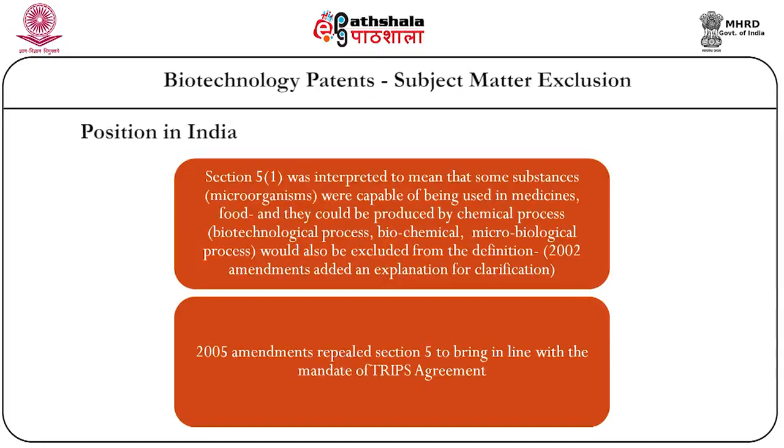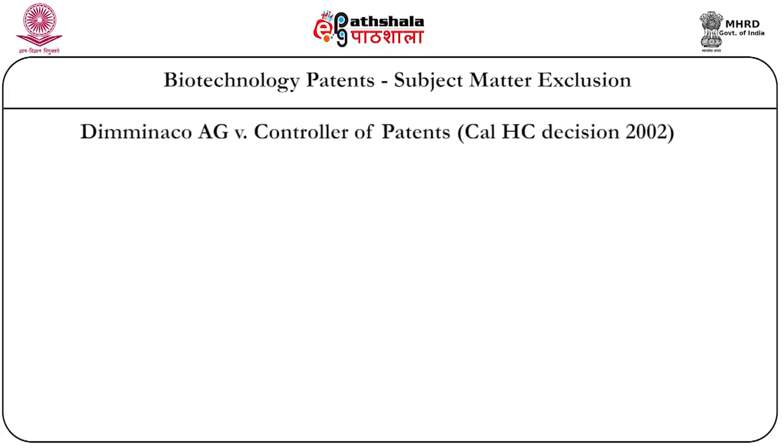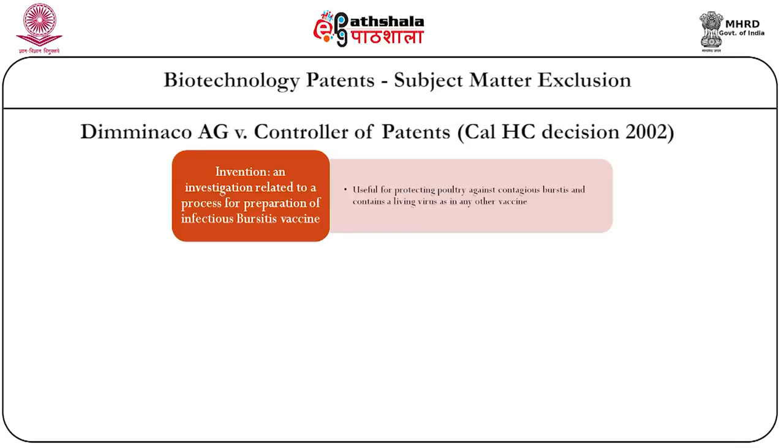Now, what does it then say? One of the early decisions, and this was prior to the 2005 amendments, is Dimminaco AG versus Controller of Patents. In this case, the invention was relating to a process for preparation of infectious bursitis vaccine. Now, the question is whether it is useful. The invention is actually useful for protecting poultry against contagious bursitis and contains a living virus, as in the case of any other vaccine. Now, since this vaccine contained a living virus, the patent office seemed to have rejected the application.